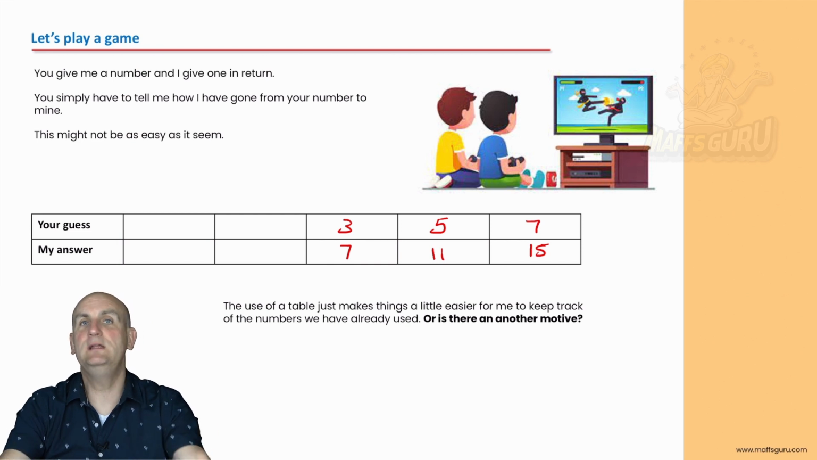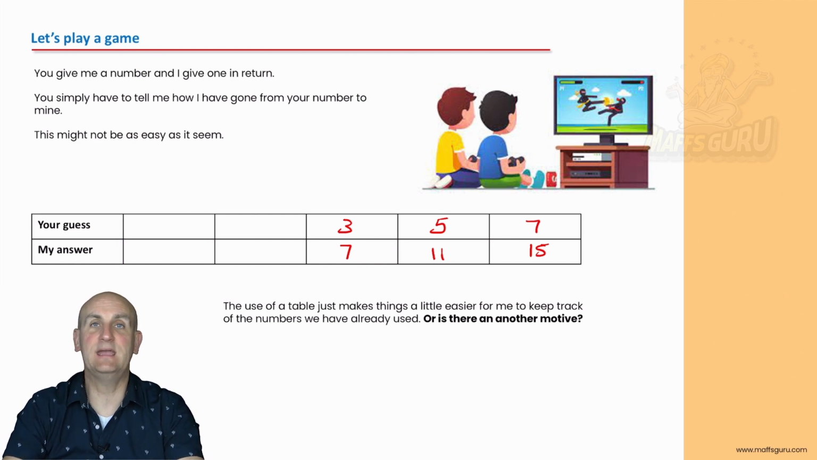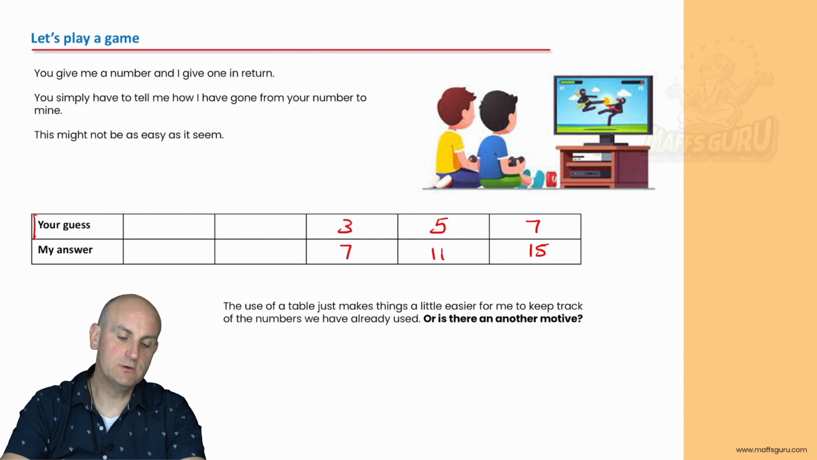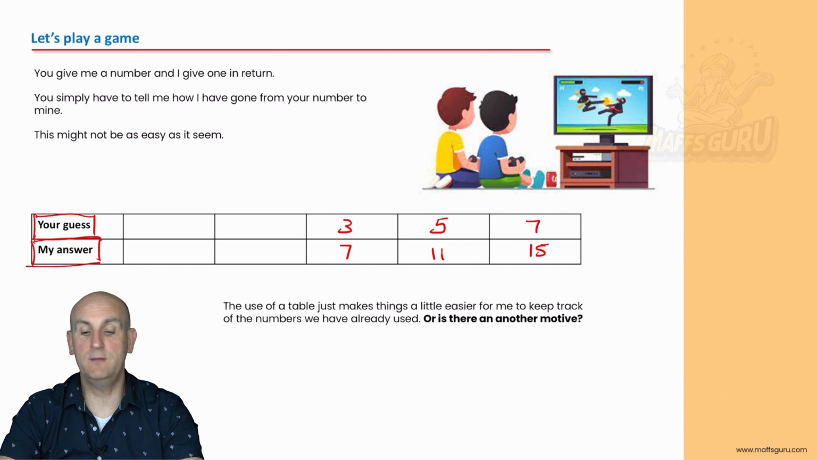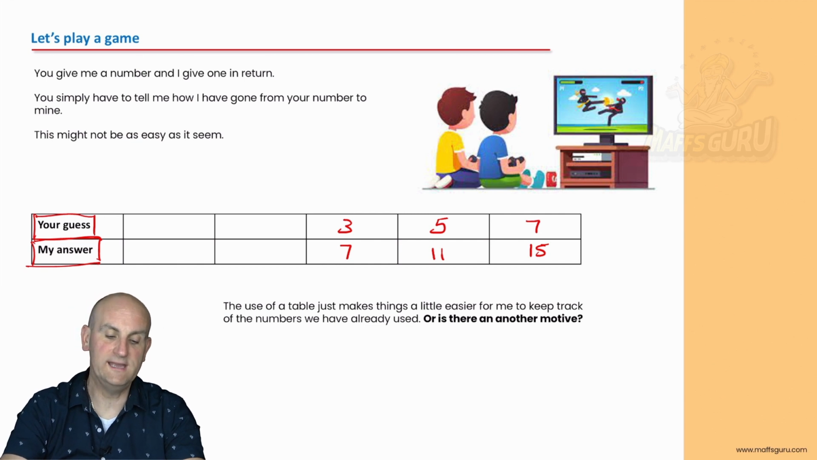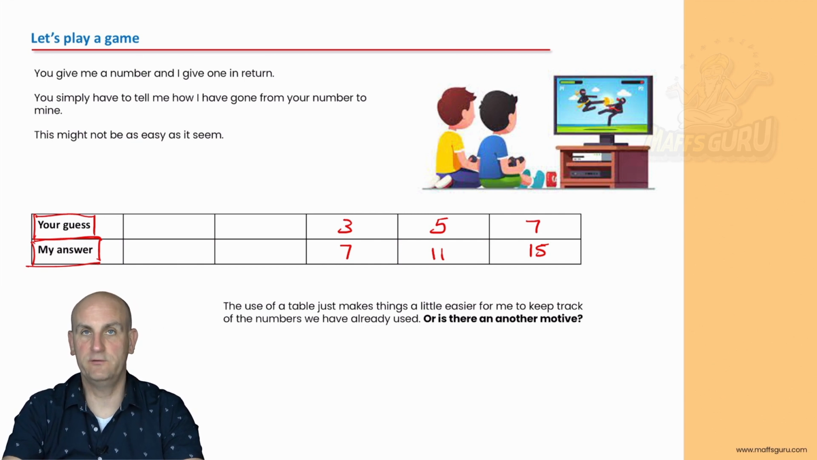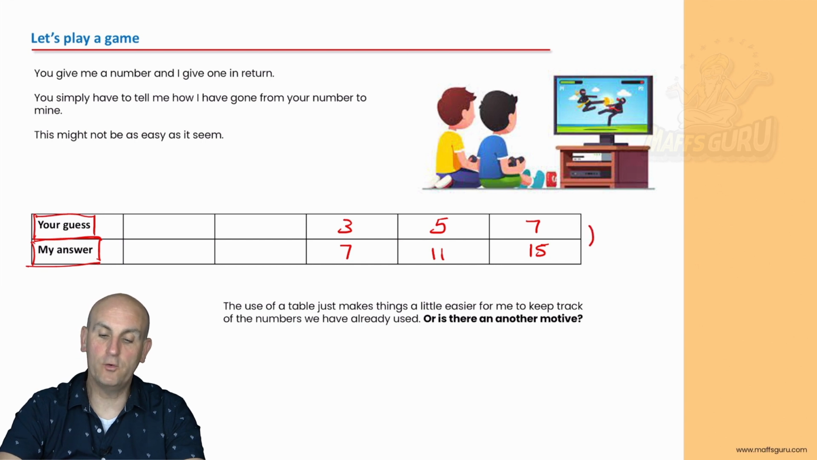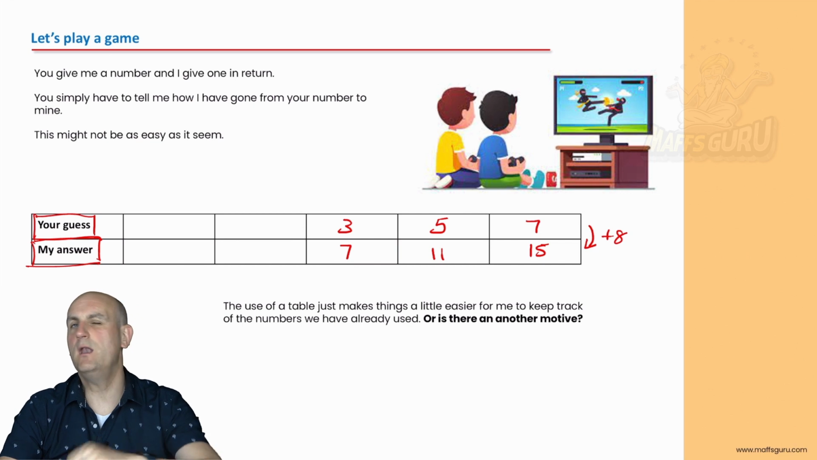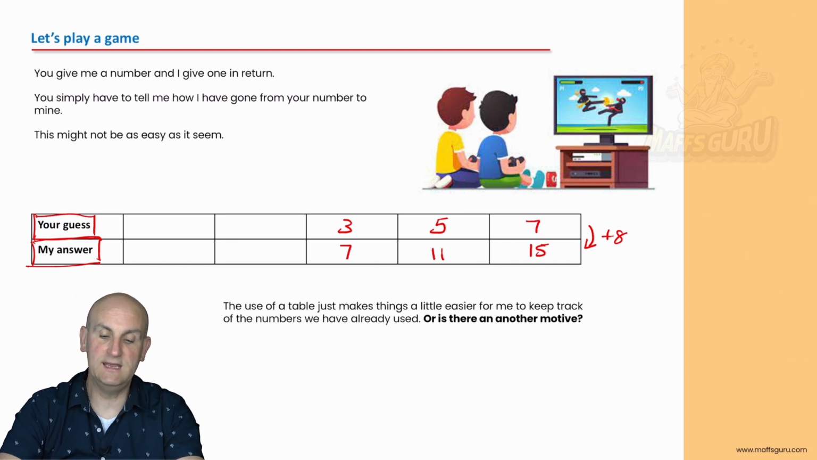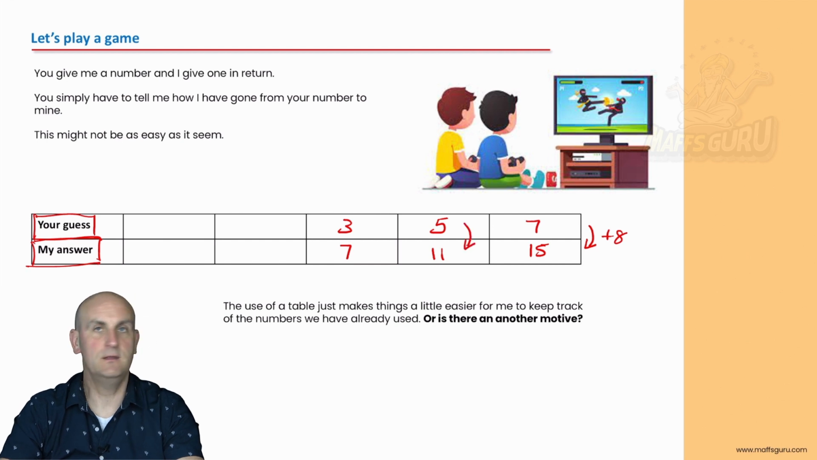All I'm really doing here is playing a game, and I'm saying, here is your guess, here is my answer, and there is a link between them. And I'm using the same rule always to go from your guess to my answer. Now, some people here may have already said the rule is +8. It is unlikely in many cases that it's going to be just that simple, but it might have been. Is 5 + 8 equal to 11? No, it isn't. So it can't be +8 as my rule. There's got to be some other rule.